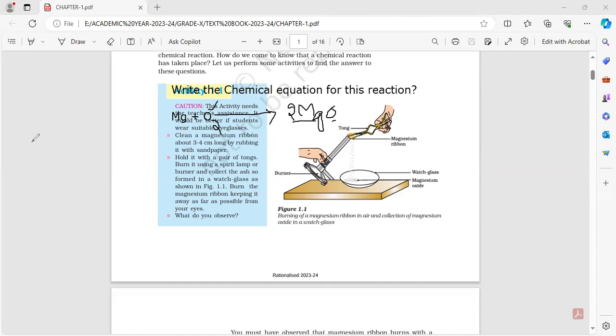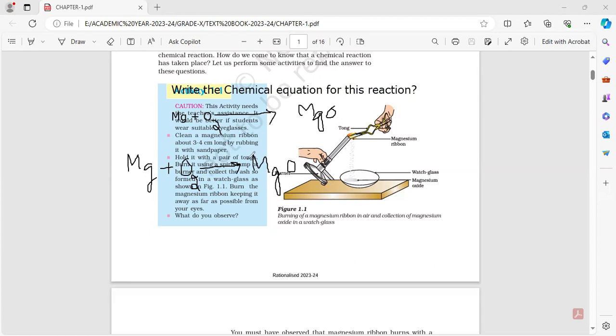Okay, so I'll write the final balanced chemical reaction here. Mg plus O2. So two oxygen atoms. Why do we write O2? That also we have studied in grade 9. Okay, MgO.